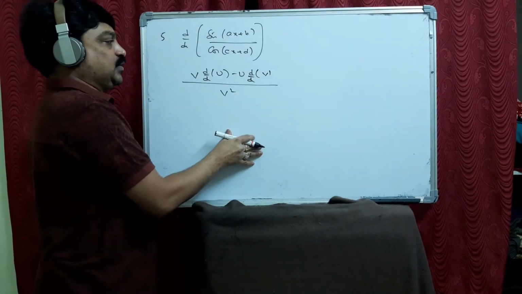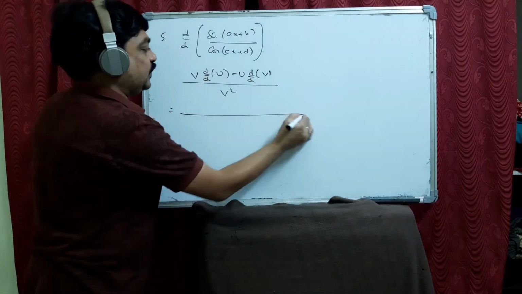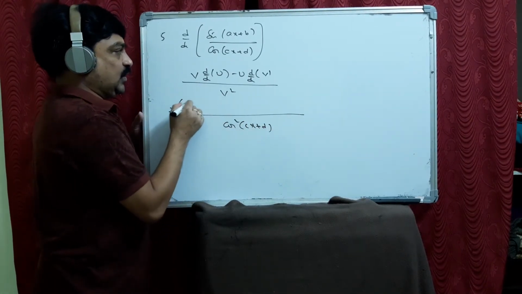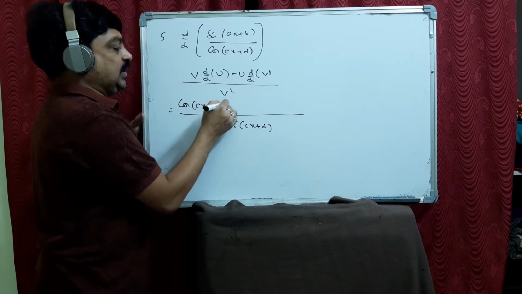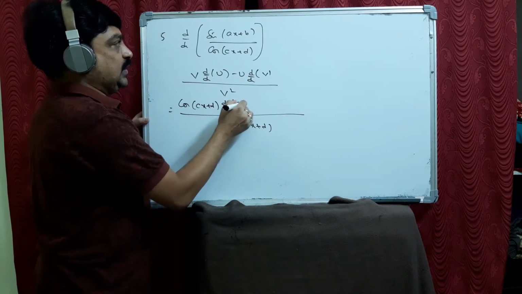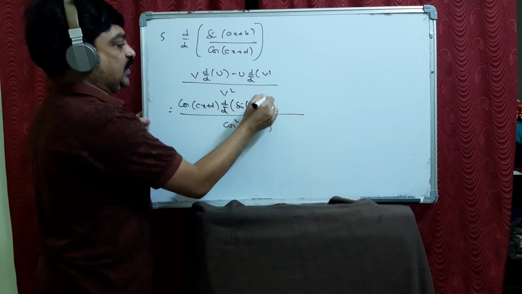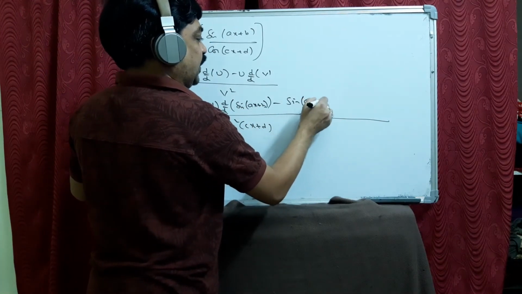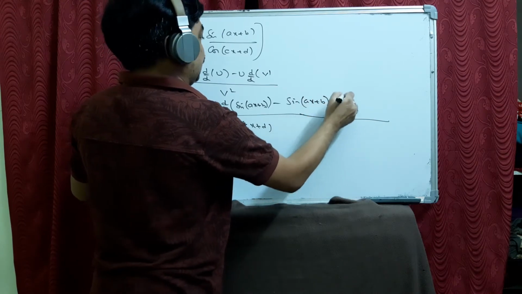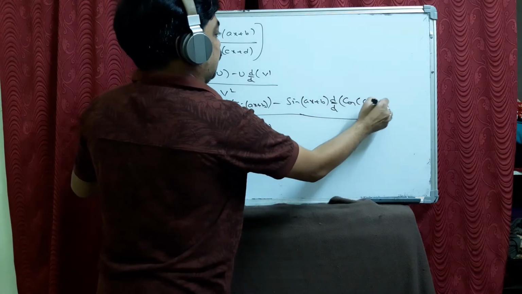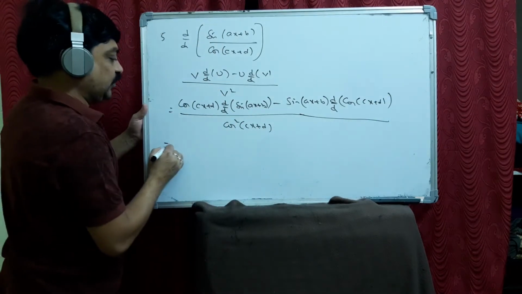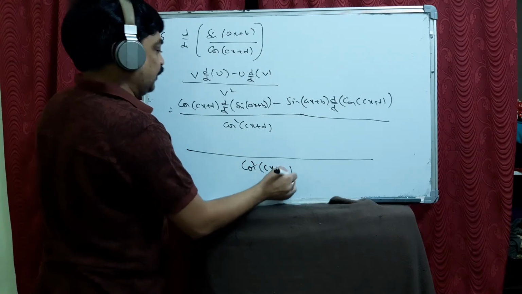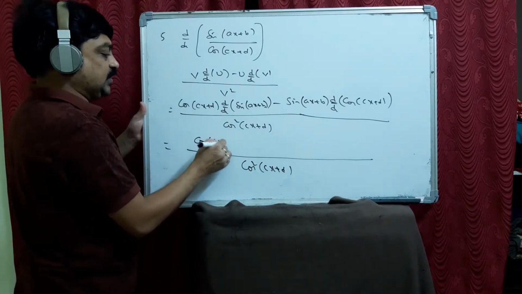Okay, now it becomes, what is v here? So cos square of cx plus d. Now v is cos of cx plus d into d by dx of sine of ax plus b, minus sine of ax plus b, which is u, into d by dx of cos of cx plus d. Now what do we do? The denominator will not change. It becomes cos square of cx plus d.